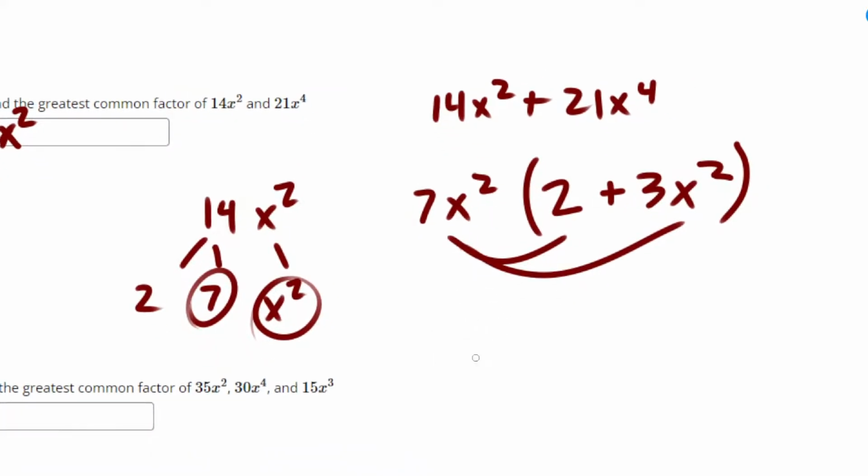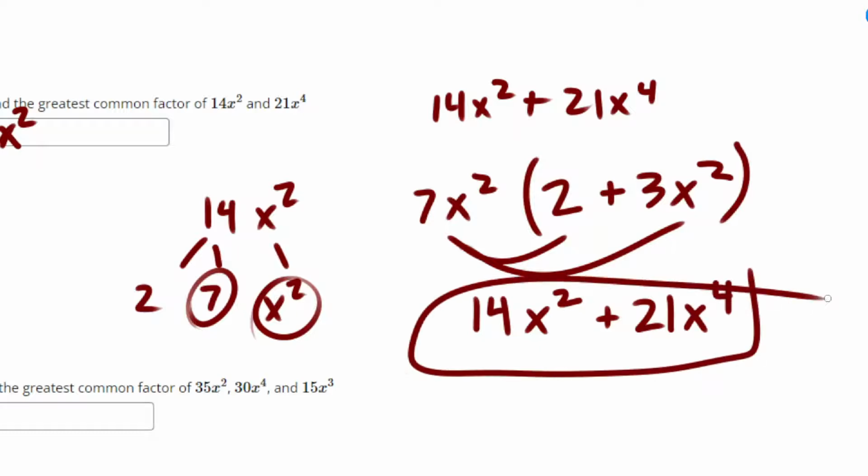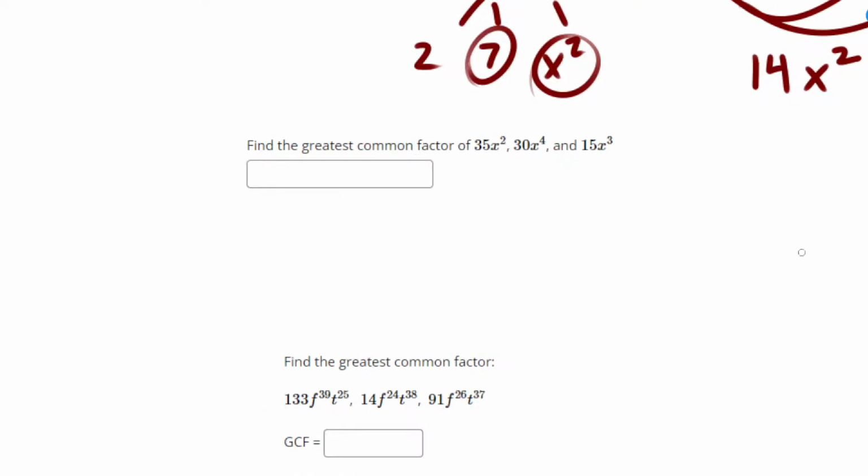So we have 7x squared times 2. That's going to give us 14x squared. And we have 7x squared times 3x squared, which is going to give us 21x to the fourth, which is exactly what we started with.